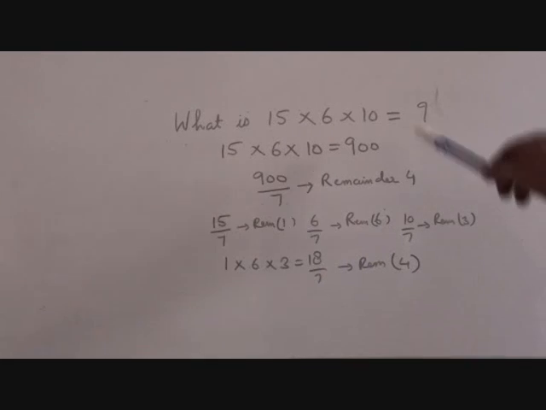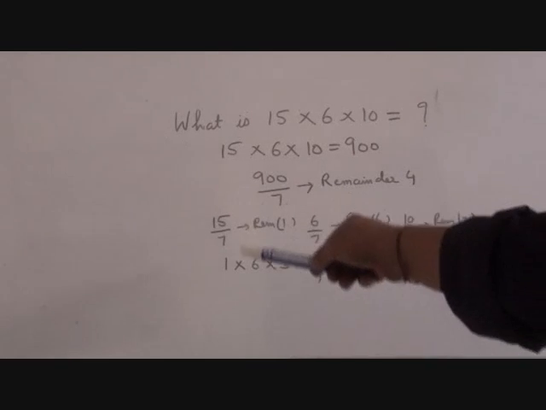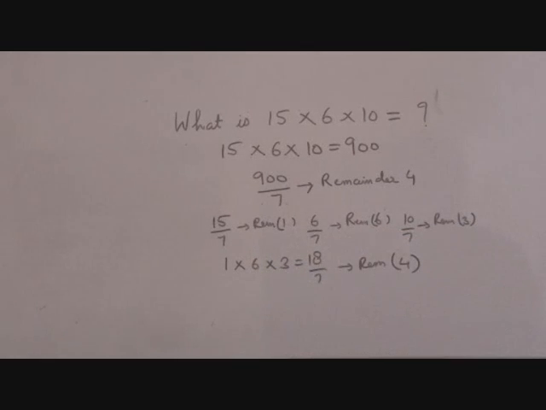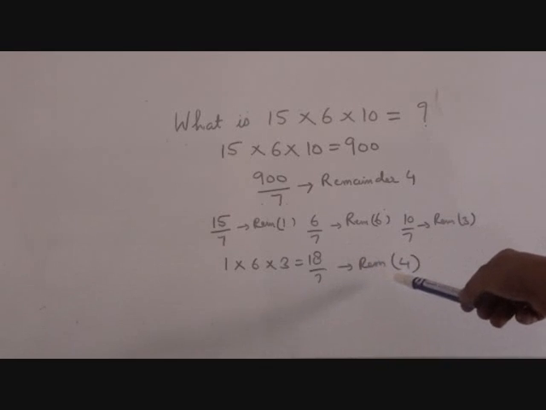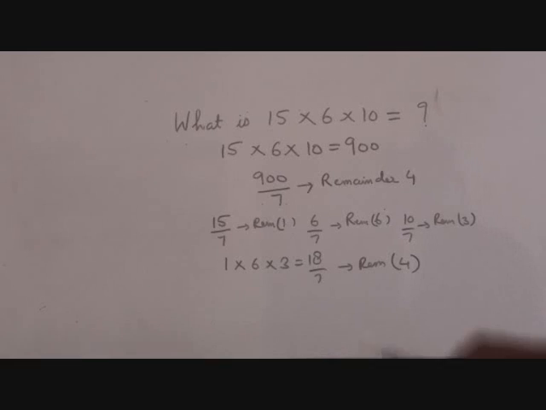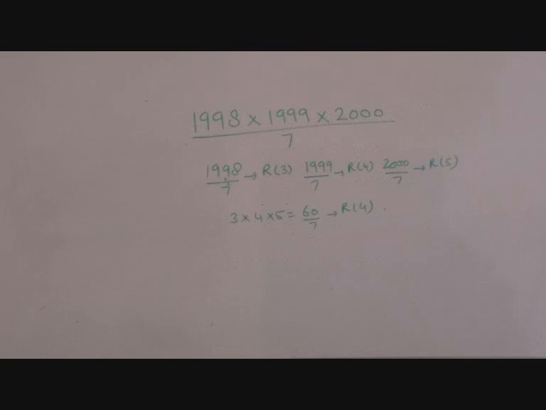So either you find the product and then find the remainder, or you find the remainders of the individual multiplicands, multiply those remainders, and then find the remainder again. Okay. The second method would prove to be simpler in many cases. Here's a simple question. What is the remainder when 1998 times 1999 times 2000 is divided by 7? You can see that if you start multiplying 1998 times 1999 times 2000, it will take a long time.